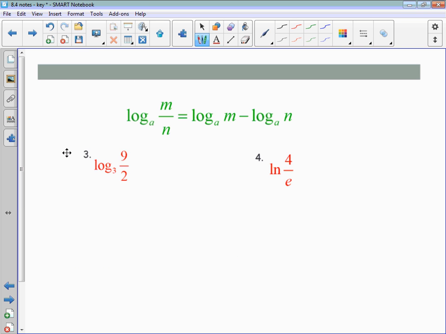All right, so next one is division. Remember with exponents, when you divide, you subtract. Same thing with logs.